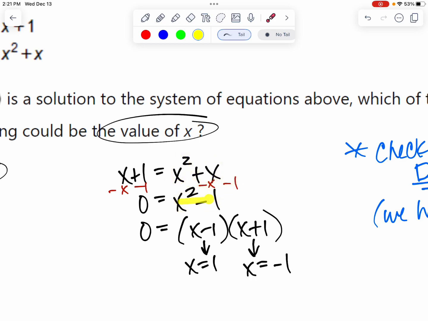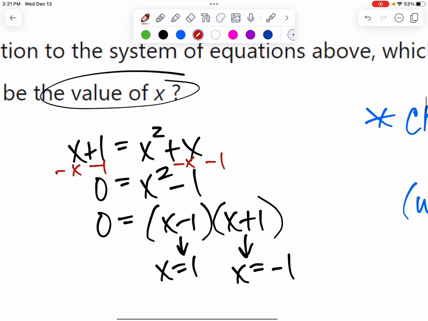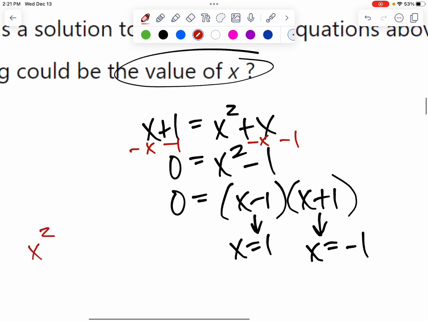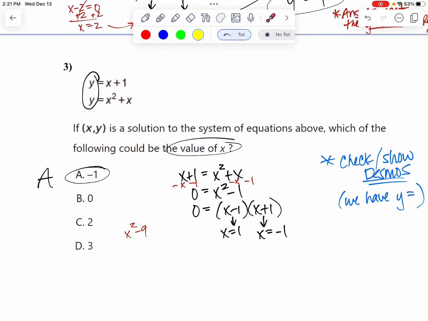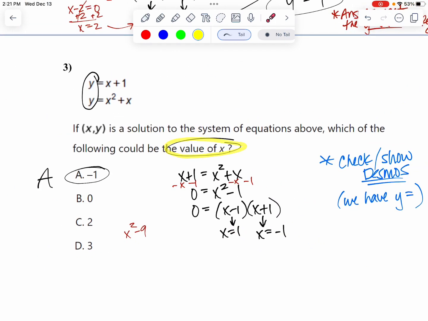Okay, and yes, you know how to factor this. X squared minus 1 factors the same way that x squared minus 9 does. You would do x minus 3, x plus 3. X squared minus 1 factors into x minus 1, x plus 1. When you set both of those equal to 0, you get positive 1 and negative 1. What's the question asking? Which of the following could be the value of x? We have 2 choices, and it looks like there is one of those 2 choices.